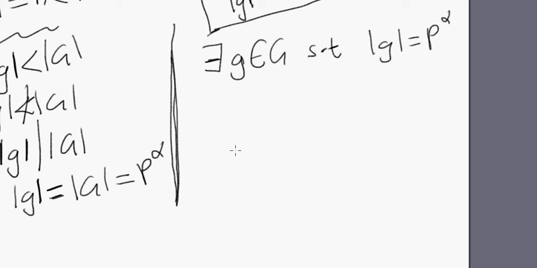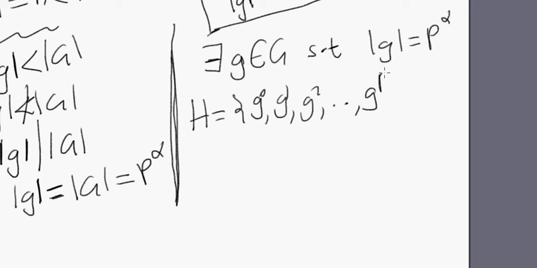So, if there's always an element of order p to the alpha, in particular, can we think of this group here, H equals g to the 0, g to the 1, g to the 2, all the way up to g to the p to the alpha minus 1? Let's think of that group.